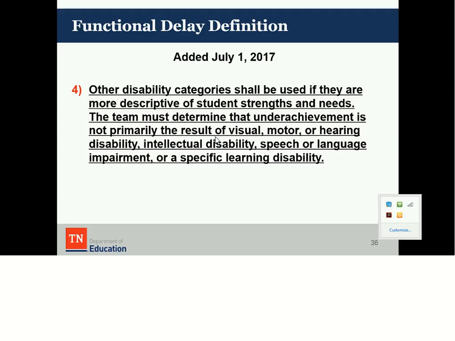So for that reason, we've added some language that states that other disability categories shall be used if they're more descriptive of the student's strengths and needs, and that the team has to rule out that the student would not have qualified for intellectual disability, speech or language impairment, specific learning disabilities, or visual, motor, or hearing disability. So if that student would have qualified for one of those other disability categories, they cannot fit the category for functional delay.